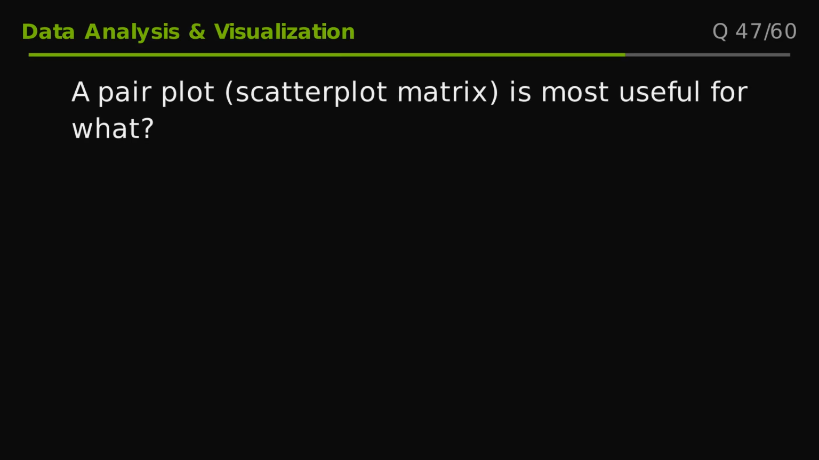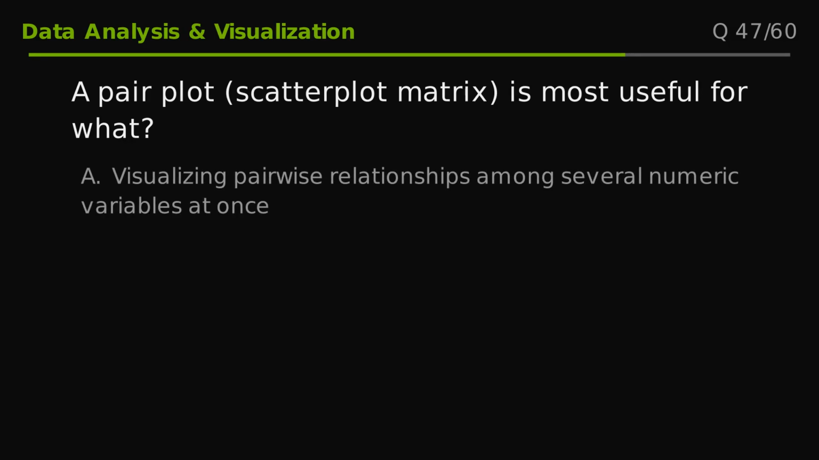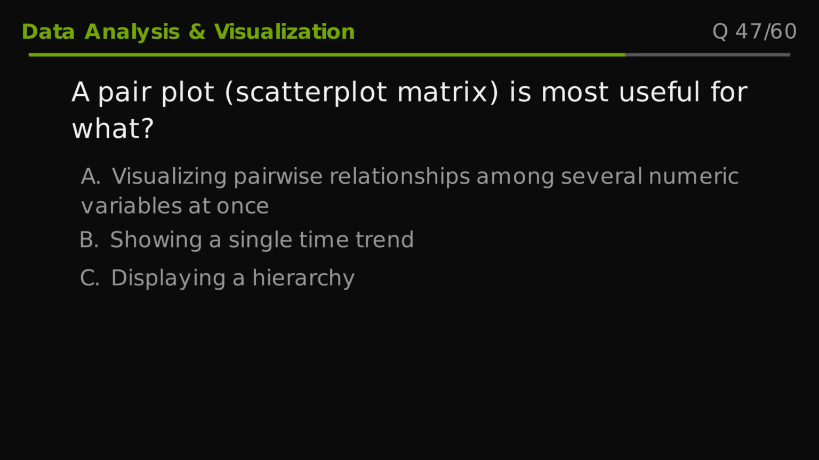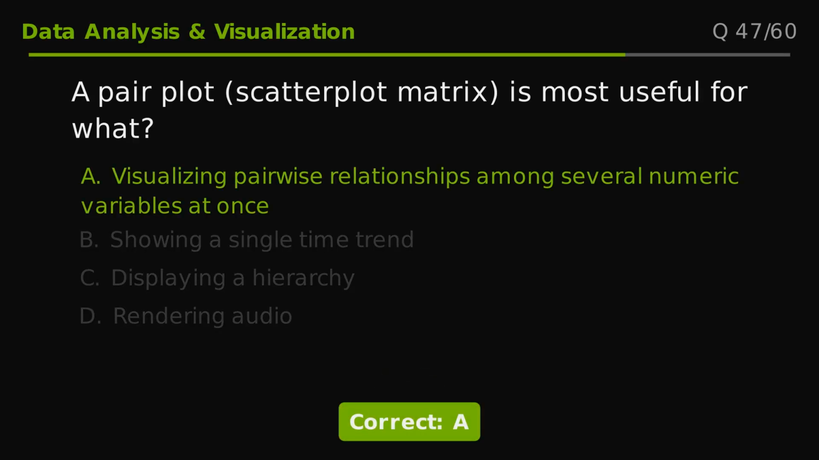Question 47. A pair plot, or scatterplot matrix, is most useful for what? Option A. Visualizing pairwise relationships among several numeric variables at once. Option B. Drawing a single time trend. Option C. Displaying a hierarchy. Option D. Rendering audio. The correct answer is A.